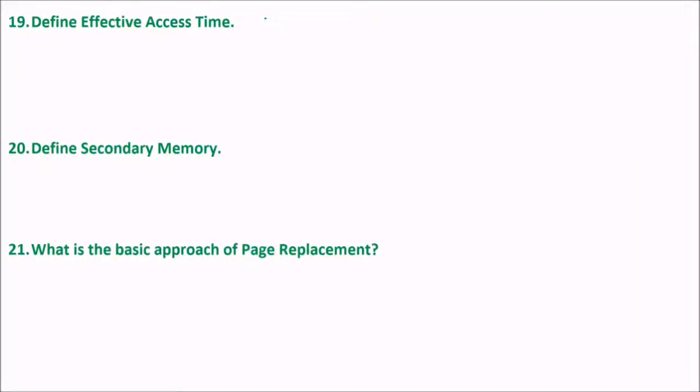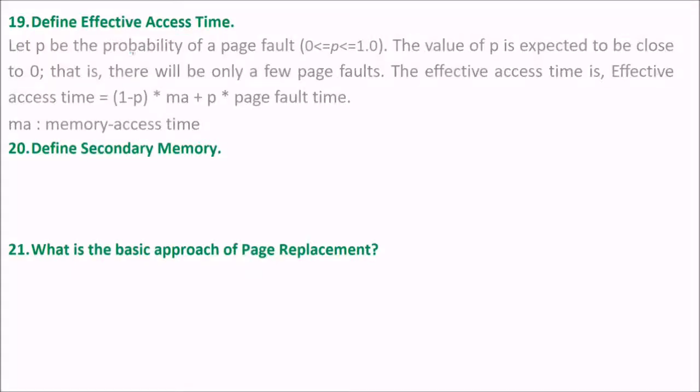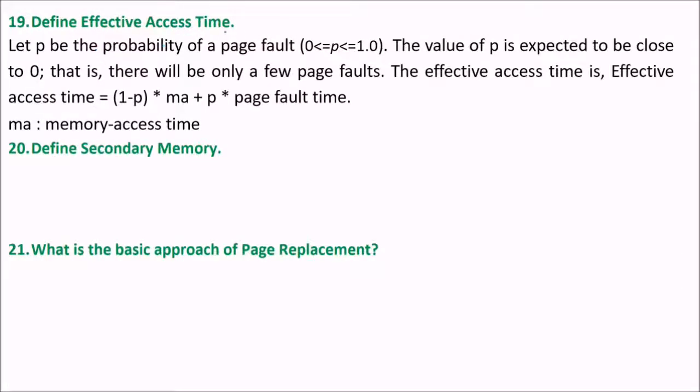Define EAT, effective access time. What is effective access time? Consider P to be the probability of a page fault, which lies between 0 and 1. The value of P is expected to be close to 0, meaning there will be only a few page faults. The effective access time is given by (1 - P) x MA, where MA is the memory access time, plus P x page fault time. That is how we compute the effective access time, EAT.